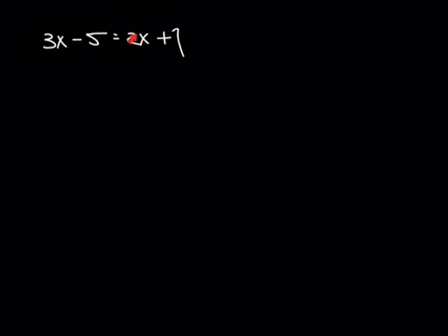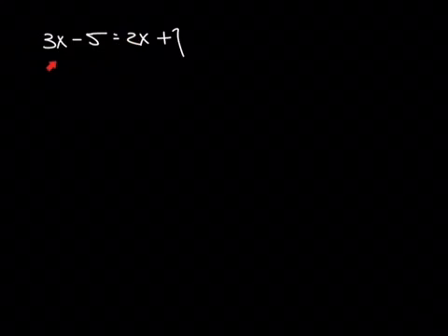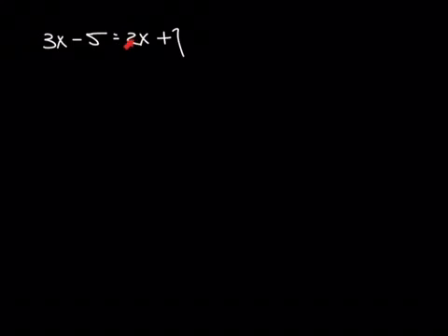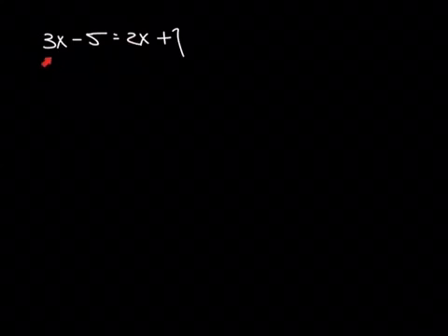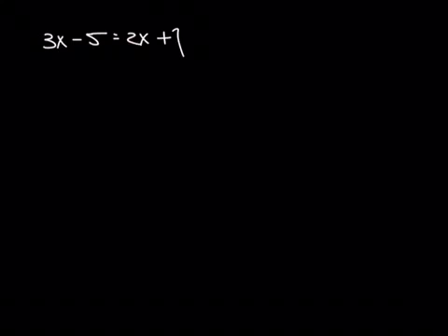Now I usually like to move this one over here just because I'm used to having the x on the left side. But more importantly, if you have a 3x here and a 2x here, you usually try to move the smaller x over. The number in front of the x that's smallest, you usually try to move over because that keeps you from getting negative answers usually. But it doesn't really matter, you kind of do what you want.